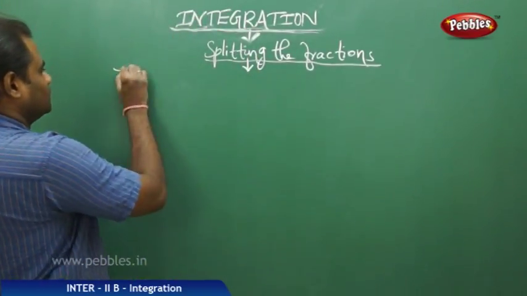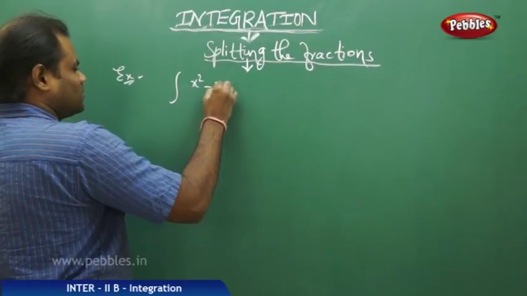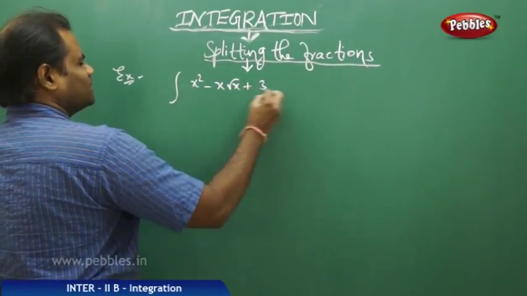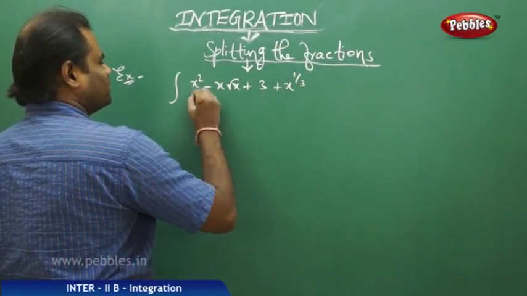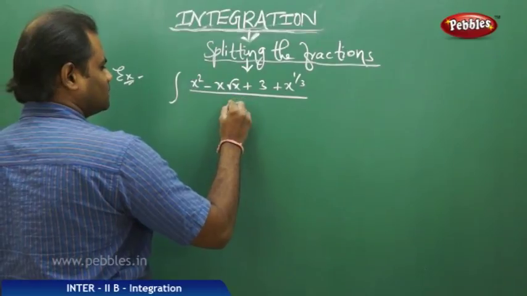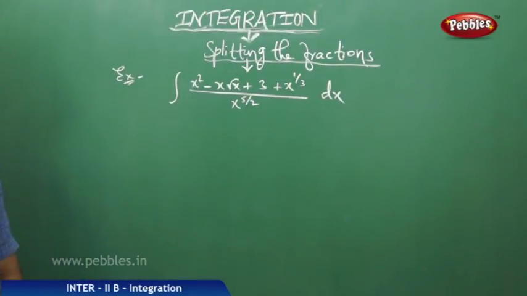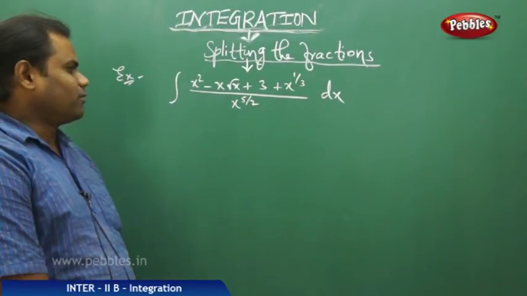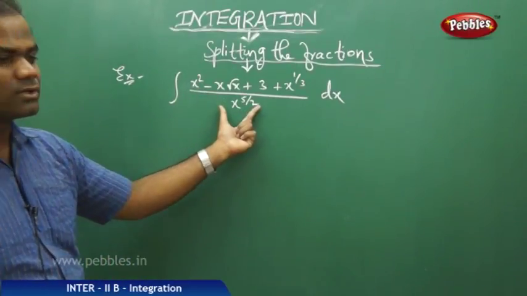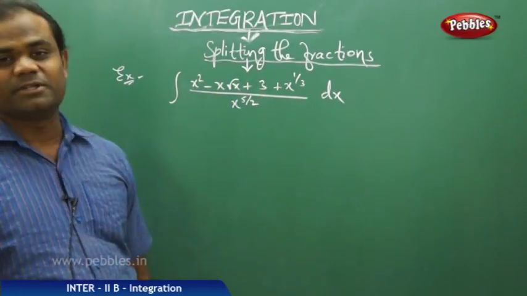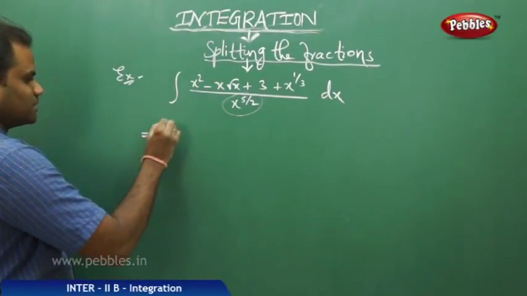Suppose I have the function which has to be integrated as (x squared minus x root x plus 3 plus x power 1 by 3) by something, dx. Now this has fractions with a numerator and denominator, where in the case of these kinds of problems where there's only one term in the denominator, we think of splitting the fractions. For these kinds of problems where there's only one term, let's see how I can split the fractions.